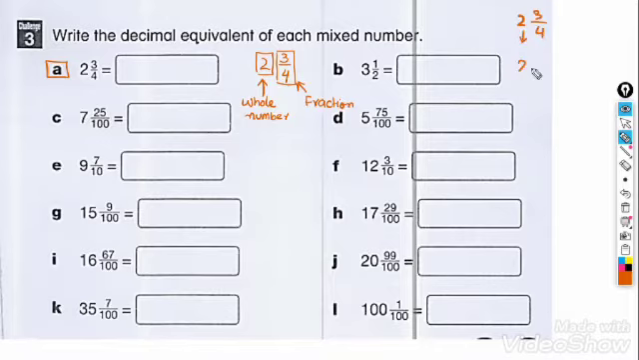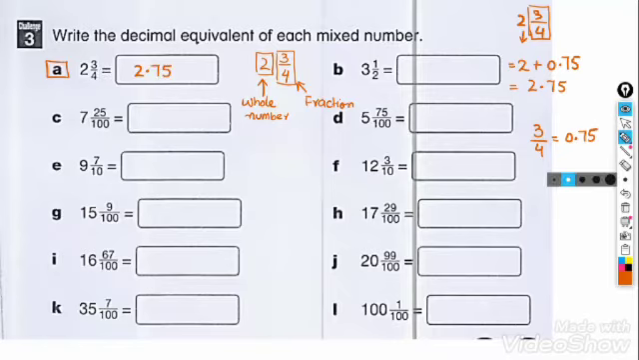This 2 will be written as it is, 2 plus. This 3 upon 4 will change into a decimal. 3 upon 4 will be equal to 0.75, like we did before in the previous slide. So 0.75. When you add them together, you will get 2.75. So this mixed number 2 whole 3 upon 4 will be equal to 2.75.